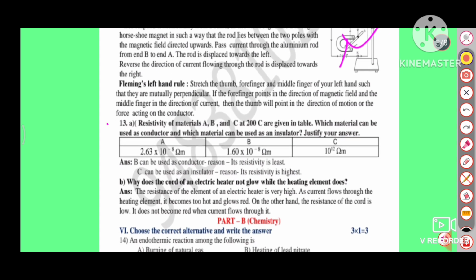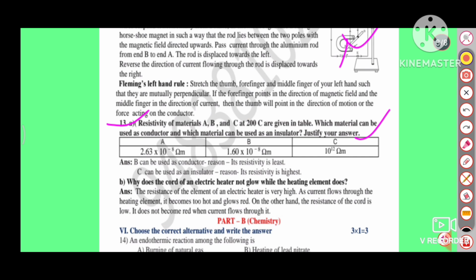Next question is 13a. Resistivity of materials A, B and C at 20 degrees Celsius is given in the table. Which material can be used as a conductor and which material can be used as an insulator? Justify your answer. Answer: B can be used as a conductor. Reason: its resistivity is least. C can be used as an insulator.